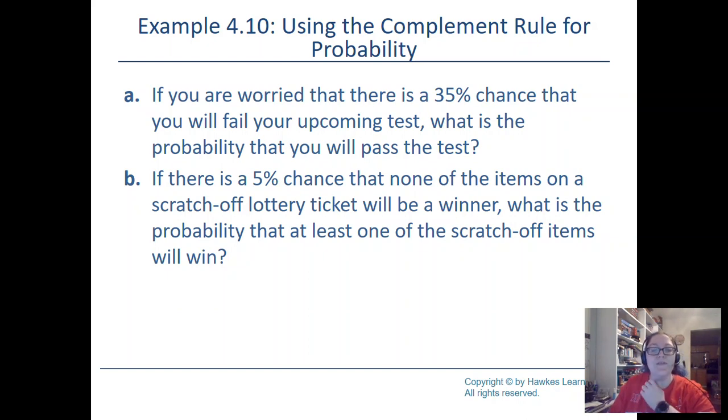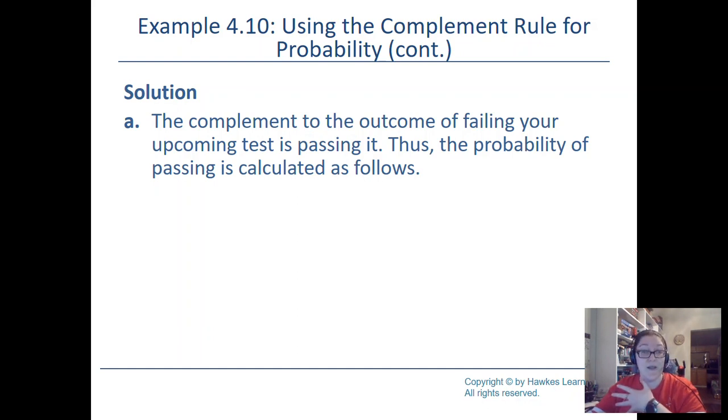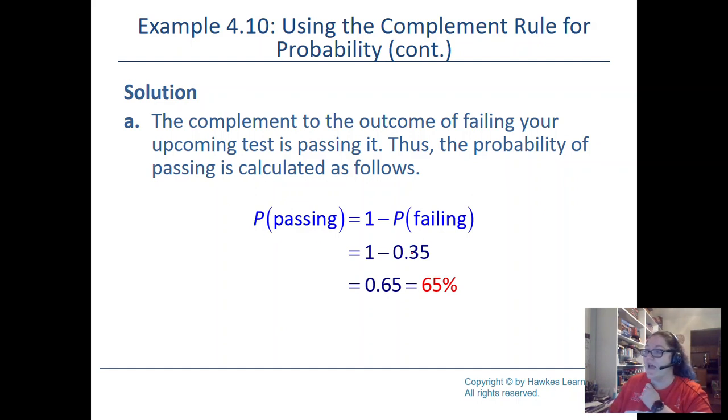Okay. So look at what you have and look at kind of what they're giving you. And that's kind of the biggest thing. So if you are worried that there is a 35% chance that you're going to fail, what is the probability that you'll pass? Okay. So pretty much the complement to the outcome of failing is passing, right? So since we know that it's a 35% chance of failing, the complement will be the other part of that. So 1 minus our 35%.